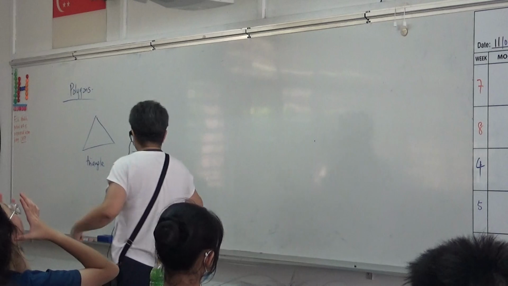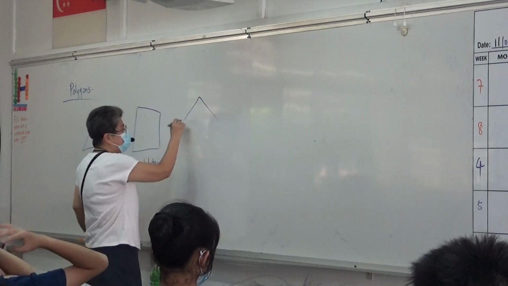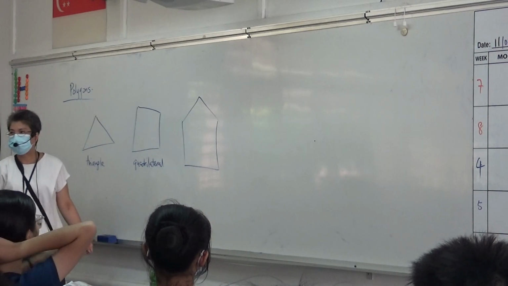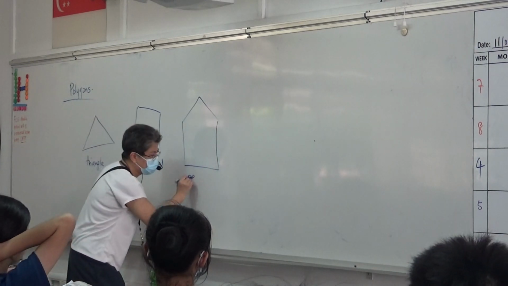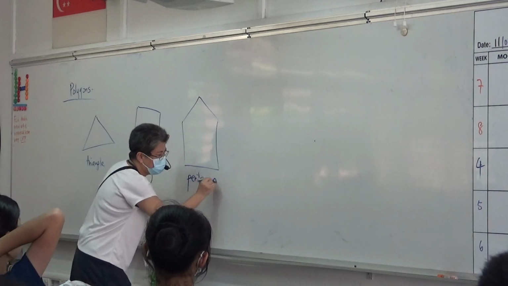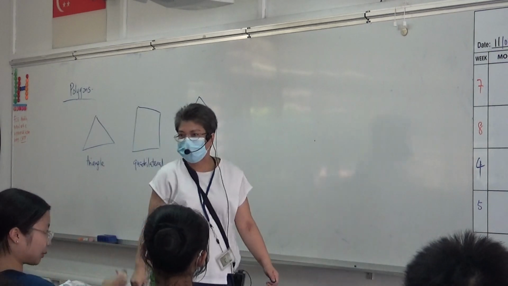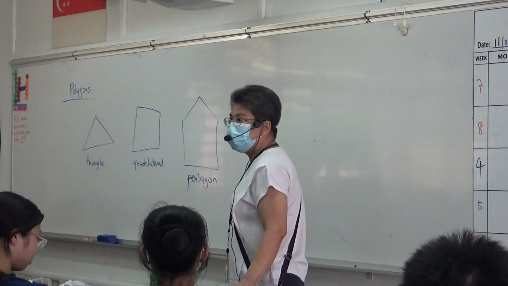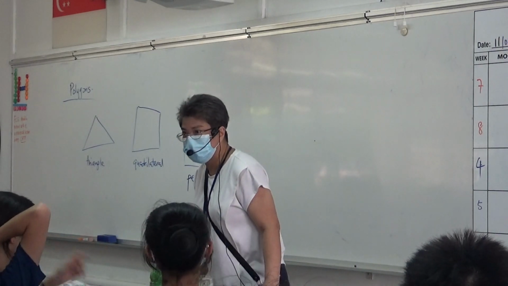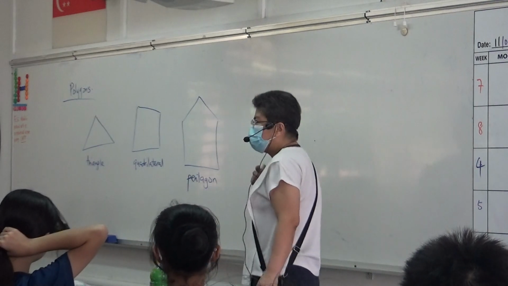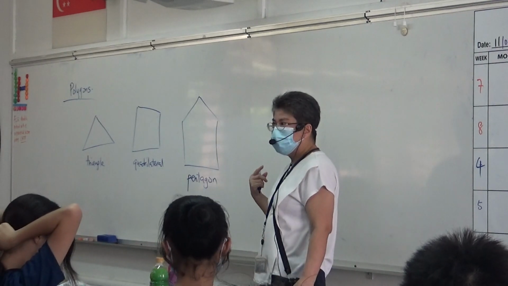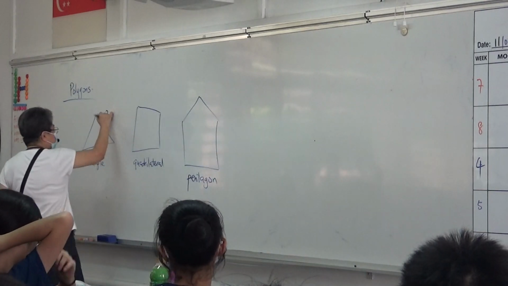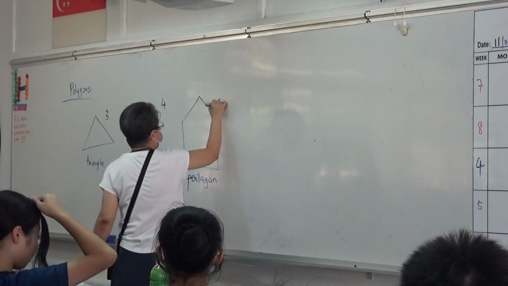Okay, now, what do we call a polygon with 5 sides? It's not a house. It is called a pentagon, 5-sided polygon. Any polygon with 5 sides will be called a pentagon. Okay? Now, can you stop talking? Now, this is 3 sides, this is 4 sides, this is 5 sides.